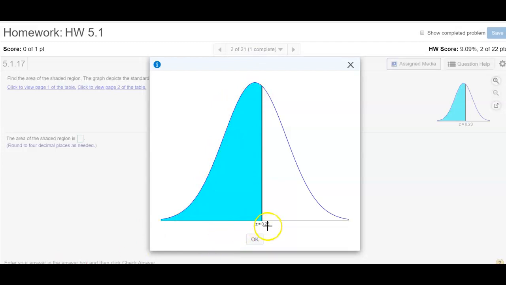And what they have given me is my z-score. They gave me the z-score and they're asking me to find the area under the curve. So you have to keep in mind the word area, or the word probability, I'm just going to write PR, or the word percentage. They all mean the same. So keep in mind, if they say area, probability, or percentage, they're all the same. So let's go ahead and tackle this problem here.